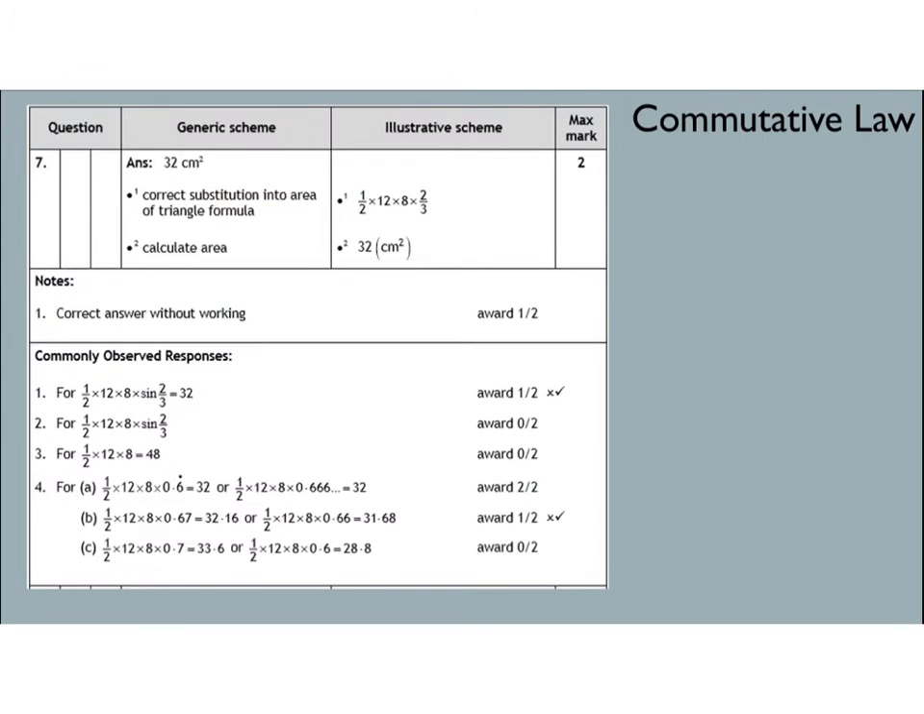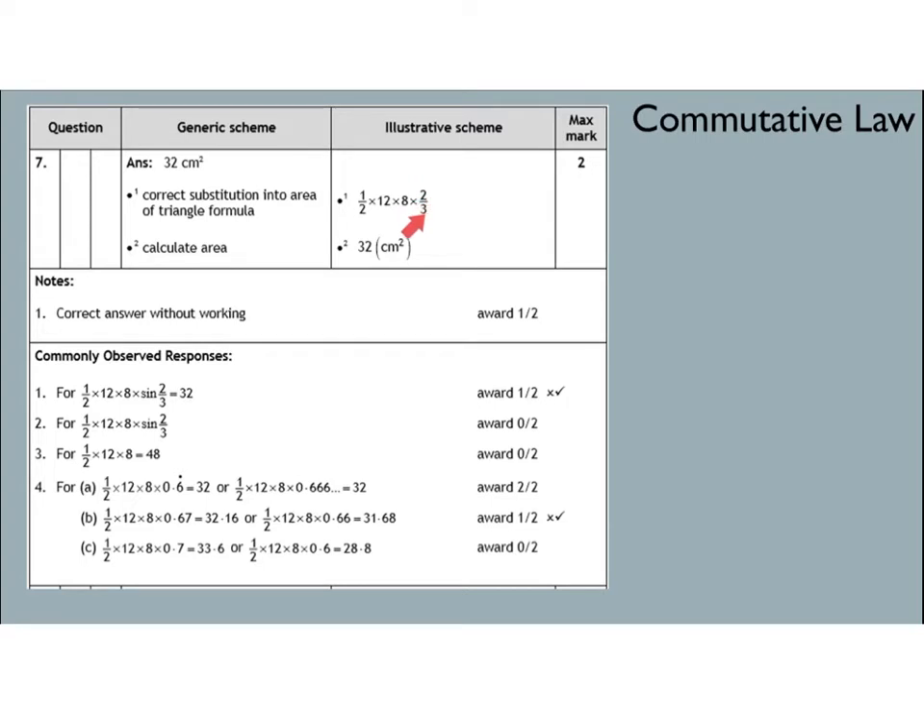Right, now this is showing you what you get the marks for. Okay, so the answer was 32 square centimetres. Bullet point number 1 is for 1 mark. You have to correctly substitute in the information. So you have to put in a half, the 12, the 8 and the 2/3.